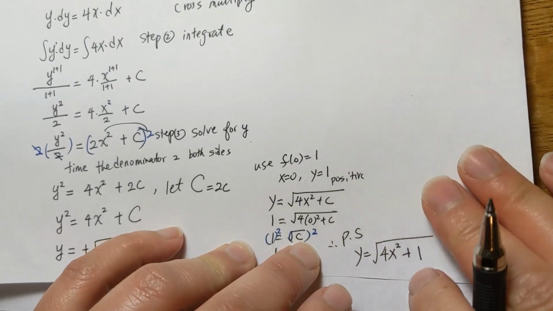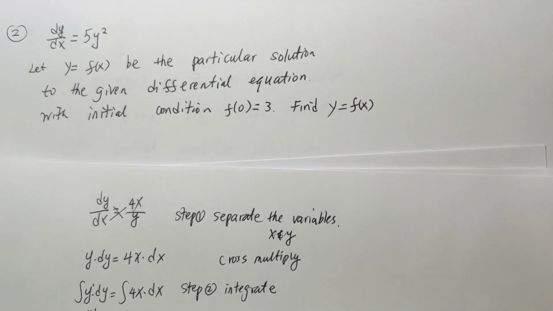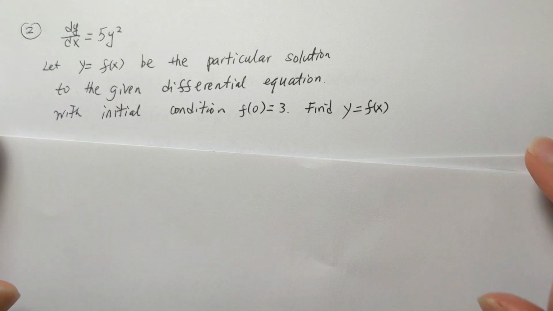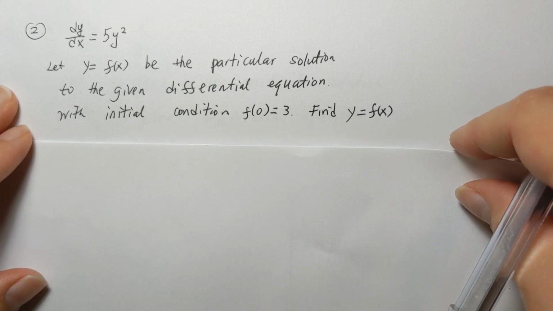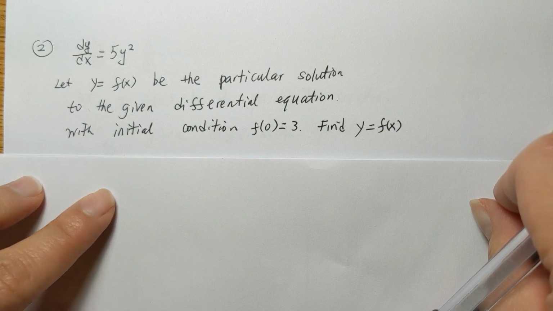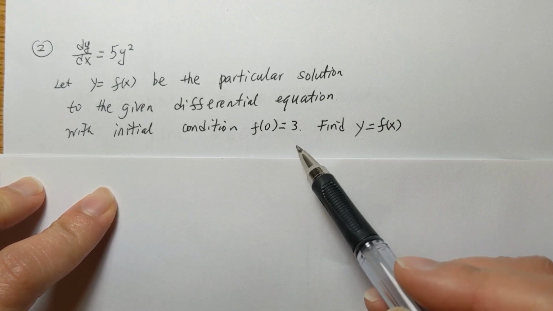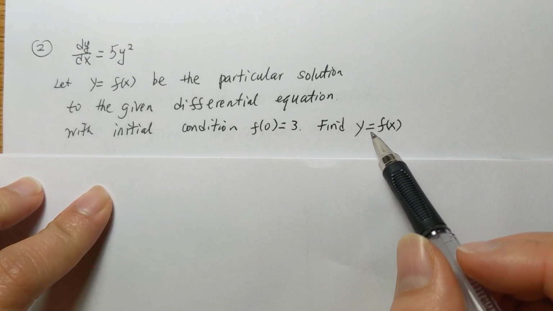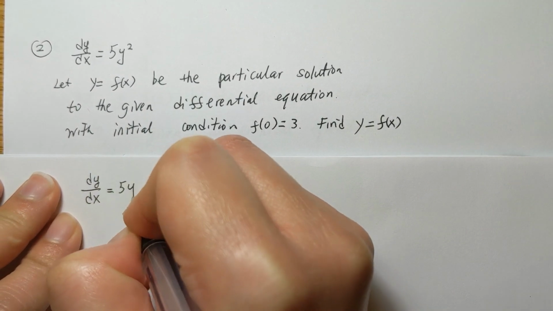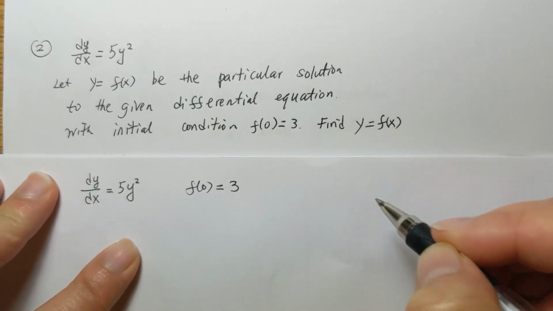Now let's go to question number 2. We have dy/dx equals 5y squared, and let y equal f of x be the particular solution to the given differential equation with initial condition f of 0 equals 3. Find y equals f of x. So we have dy/dx equals 5y squared, and the initial condition f of 0 equals 3.